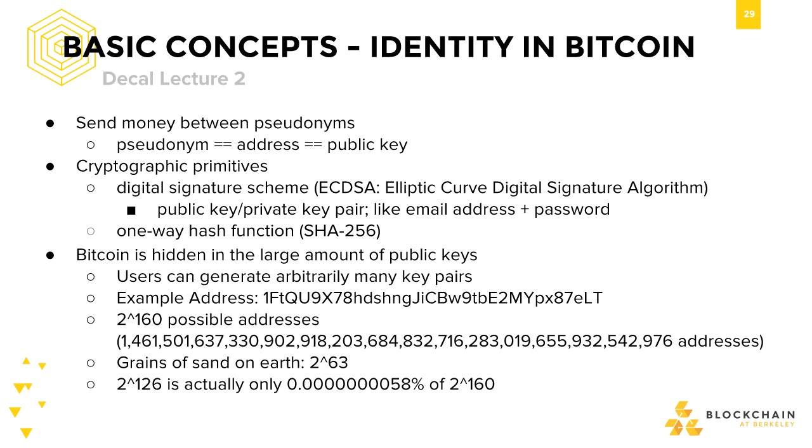In Bitcoin, how you own the money is you're sending money between pseudonyms, and your pseudonym is just your Bitcoin address, which is just the hash of your public key. It builds on several cryptographic primitives. First, you need some kind of digital signature scheme, which basically means you need a public key, private key pair.